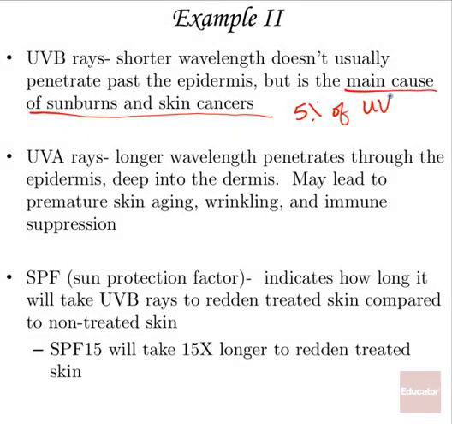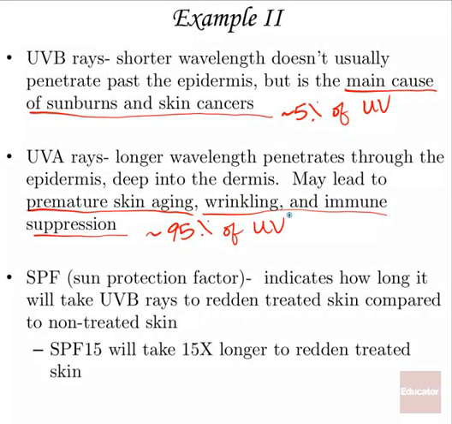that reaches Earth, okay? Now, UVA rays are longer and therefore lower energy. But they will penetrate through the epidermis down deep into the dermis, so below that top layer, okay? Now, UVA ray exposure may lead to premature skin aging, wrinkling, and immune suppression. And UVA rays are about 95% of the total UV light that reaches Earth.